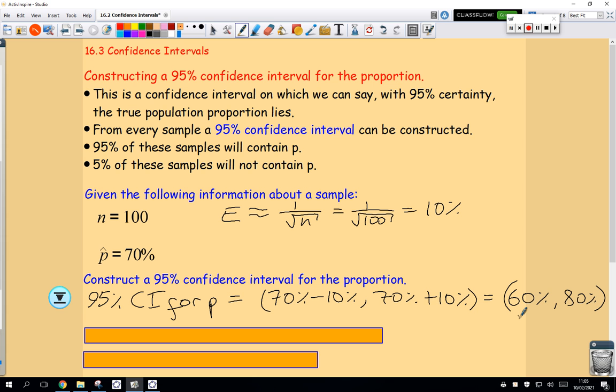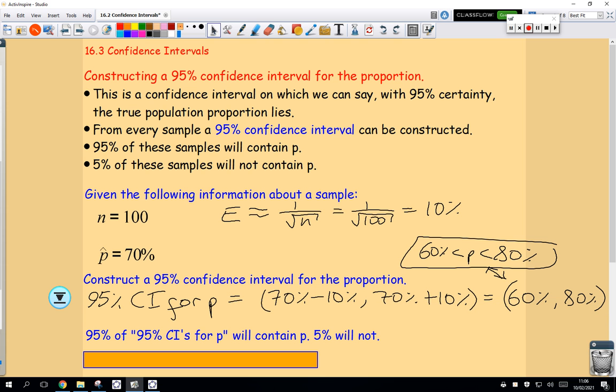Sometimes you'll see it written like this with interval notation, and sometimes you'll see it written like this: 60%, 80%. So that's the same thing. These two things are saying the same thing. Notice the round brackets are saying exclusive. It doesn't really matter. I could put square brackets in there. It's not a huge big deal to say inclusive. I could use less than or equal here, or less than. It's not really a big deal. Construct a 95% confidence interval for the proportion. That's it done. Now, what does that mean?